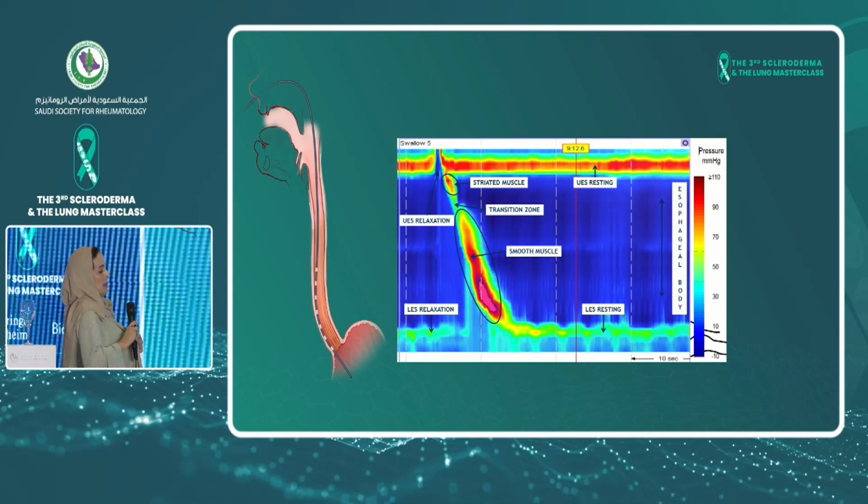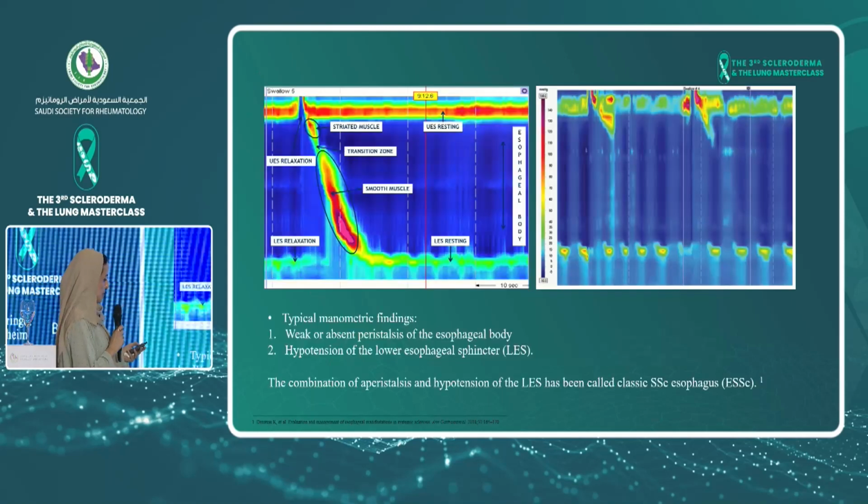So what happens in systemic sclerosis? So this is normal, this is systemic sclerosis. As you can see, as expected, it involves the smooth muscles. So the upper esophageal sphincter and the upper esophageal part, which is the striated muscle, are not affected. There is pressure. But you can see here where the pressure of the esophagus is supposed to be, there's nothing. It's completely blue. So there is absent peristalsis of the esophageal body.